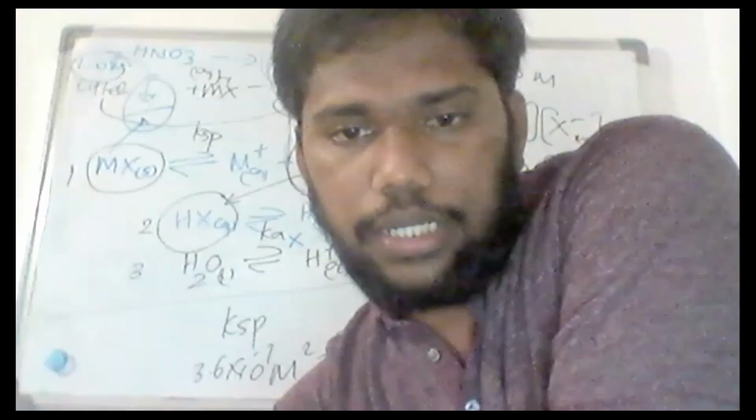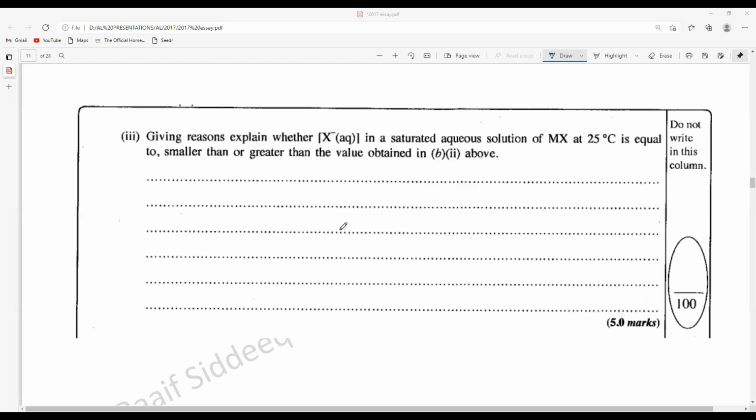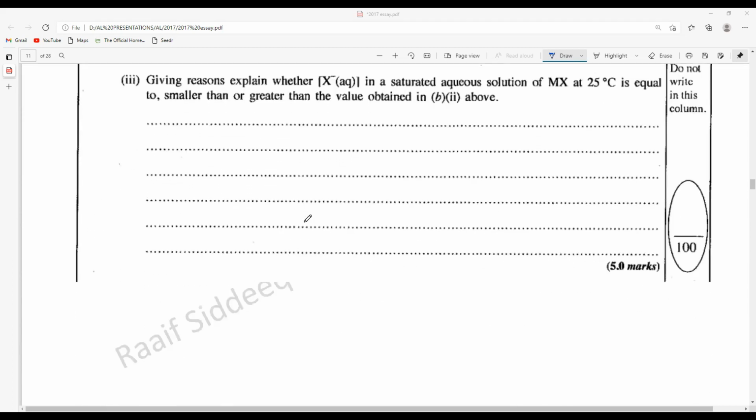So you have to mention in this question whether it is equal, smaller, or greater. So we have seen that it is a little bit greater, right? And the reason is because of HNO3, X minus can combine with H plus to form HX. But in the saturated solution, there is only M plus and X minus, right? So that is the answer for this particular thing.